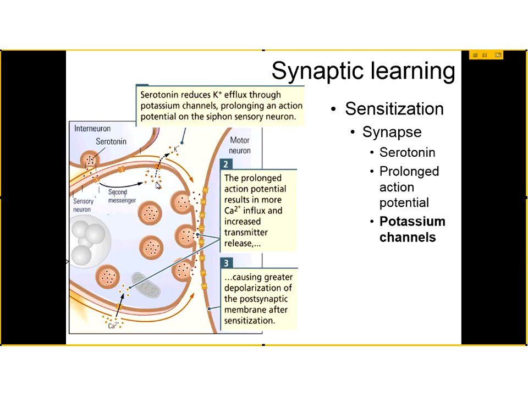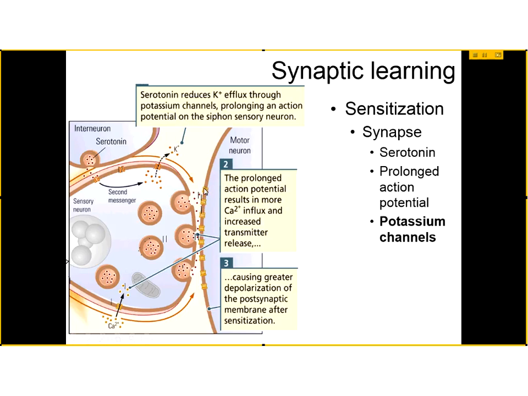So in this case, with the aplysia, if the serotonin is activating these second messengers, and these second messengers are preventing potassium from leaving, that means the action potential is going to reverberate around the sensory neuron much longer than normal. And if it continues to reverberate, we'll get more calcium influx. More calcium influx translates to more vesicles being docked and more neurotransmitter being released.